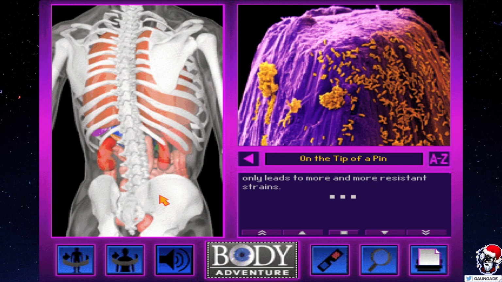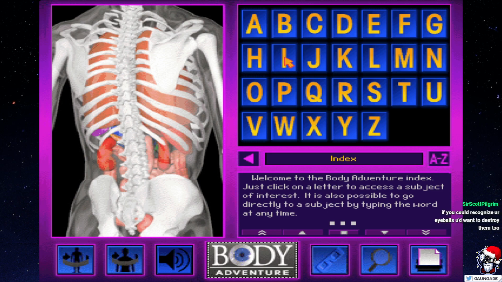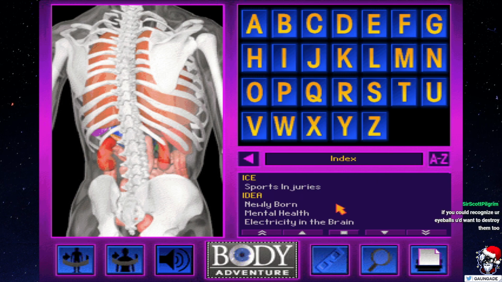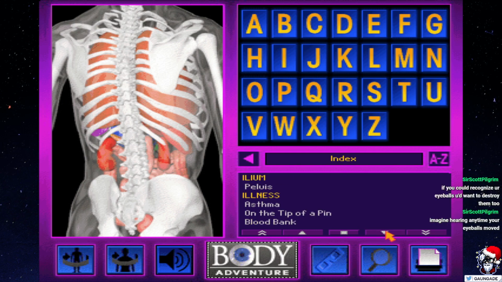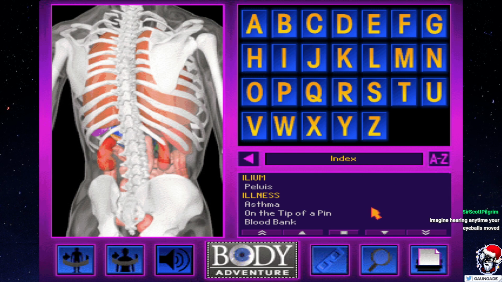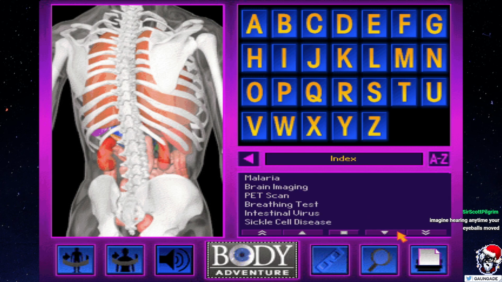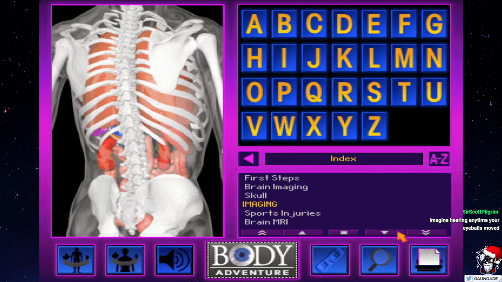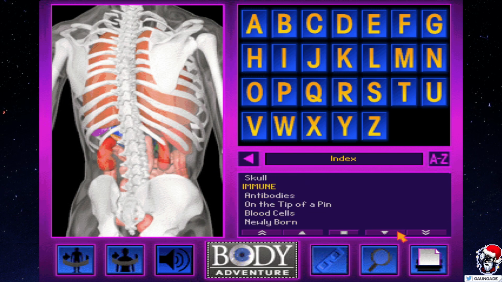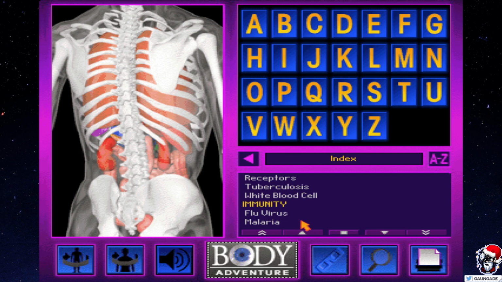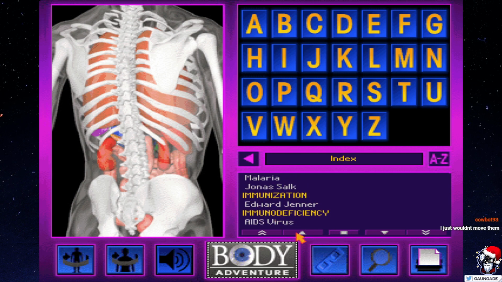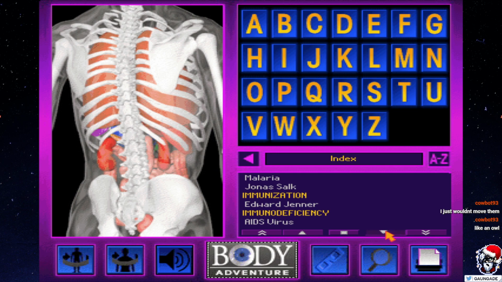Did this game tell you about how if your immune system could recognize your eyeballs, it'd kill them? No. Welcome to the Body Adventure Index. I wish I could, like, type it, not click it. How am I gonna find the immune system? Like, in the immune system? Maybe. Immunization.